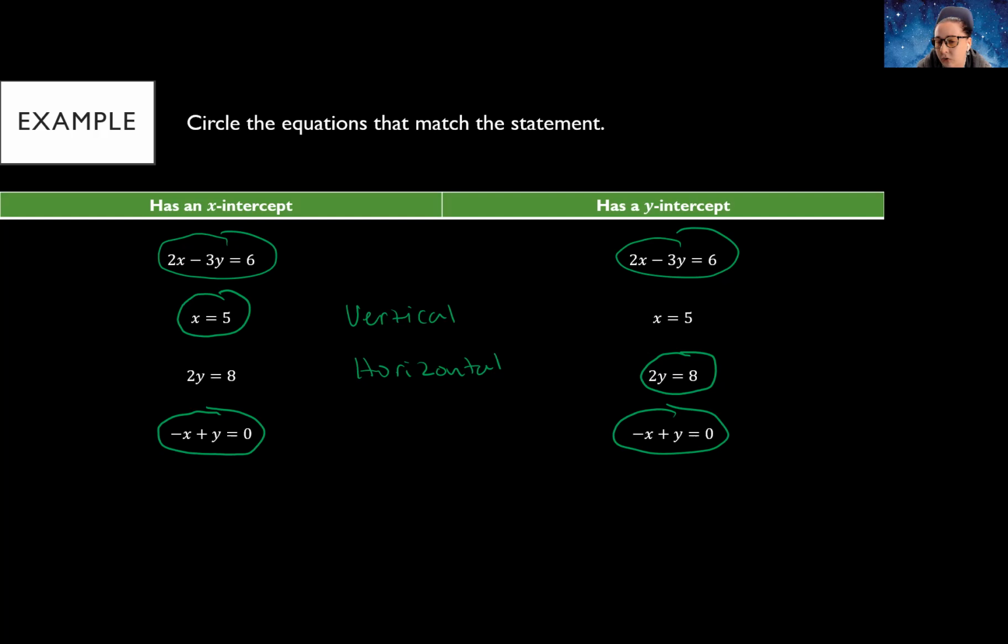It's really important to be able to recognize when an equation is horizontal or vertical, because you don't always get equations that are slanted. So you want to be able to recognize them and then understand what their intercepts are and what they look like when you graph them.